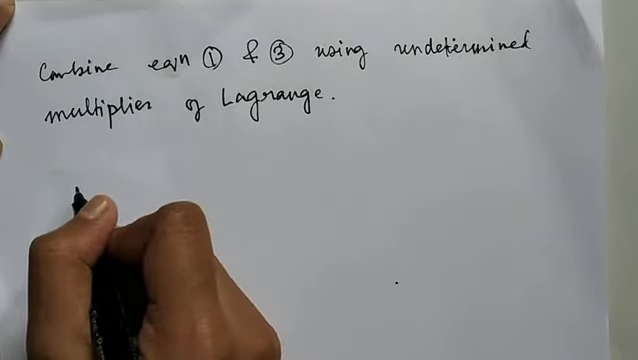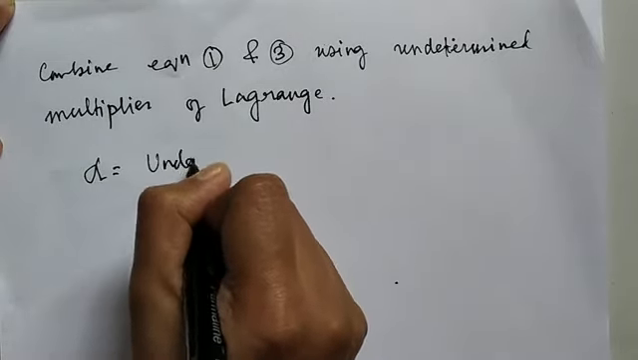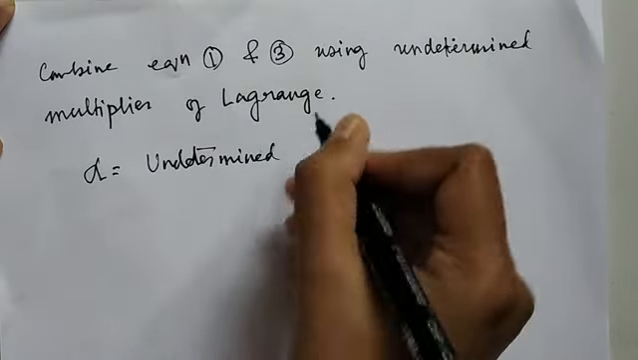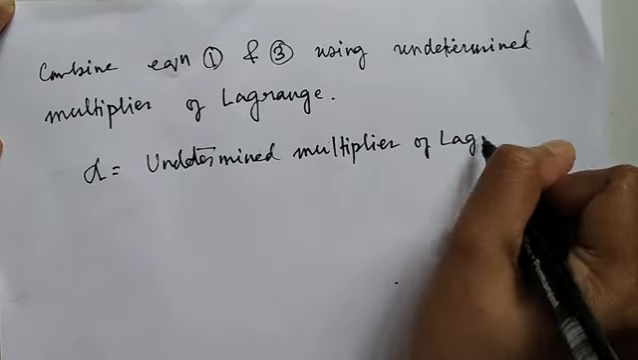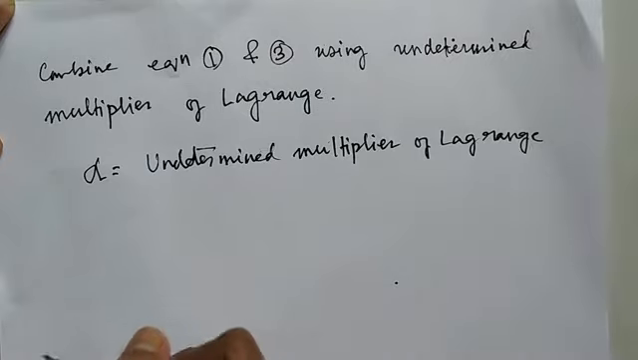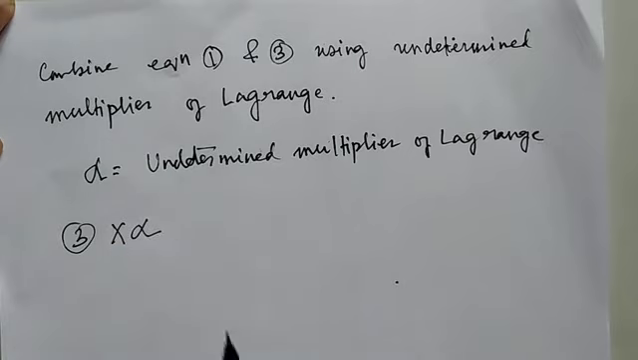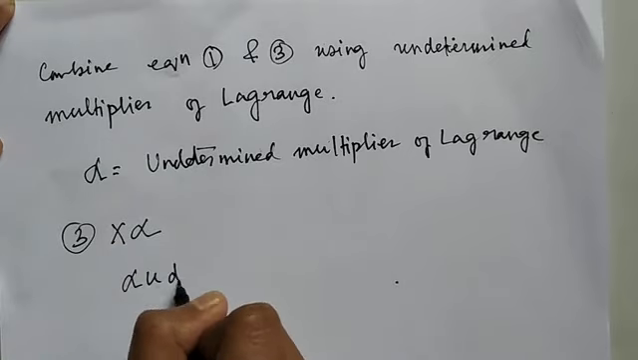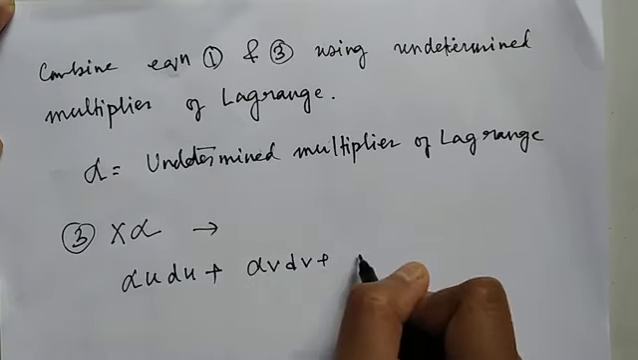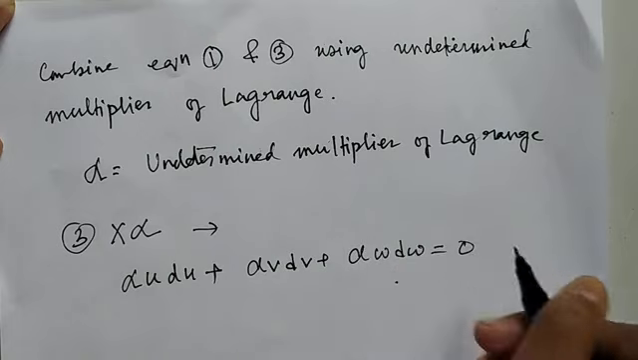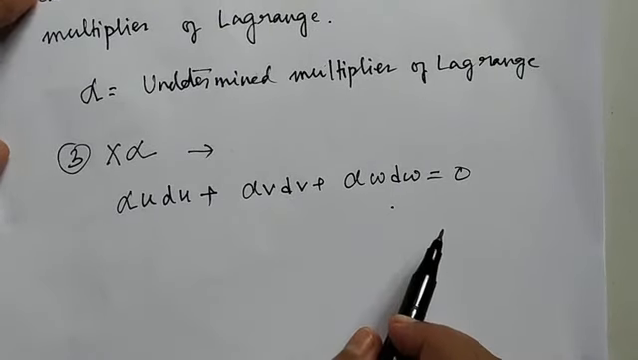So suppose we have taken alpha as the undetermined multiplier of Lagrange. It's an unknown quantity. Now we multiply equation 3 by alpha. So we will have alpha u du plus alpha v dv plus alpha w dw equals 0. Now we add this equation to equation 1.